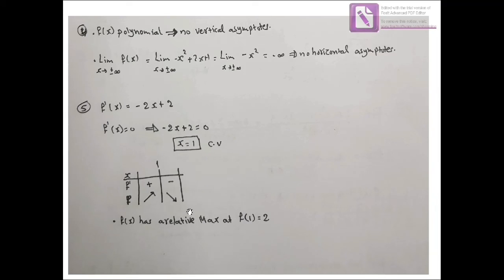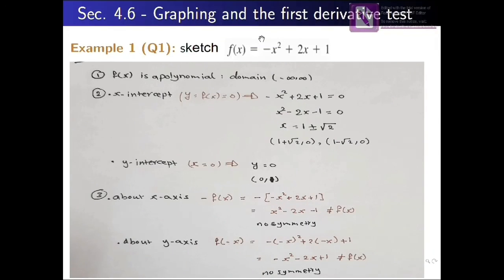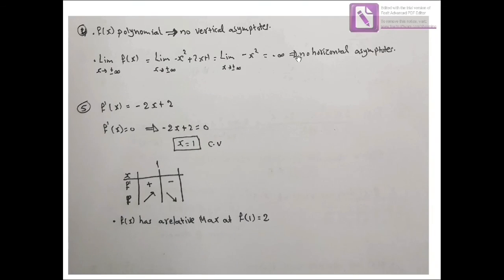So since our function is increasing then decreasing, we conclude f(x) has a relative maximum at f(1). So you go to the function f, you replace x by 1, so minus 1 plus 2 plus 1, this will give us 2. So the relative maximum will be at the point (1, 2).